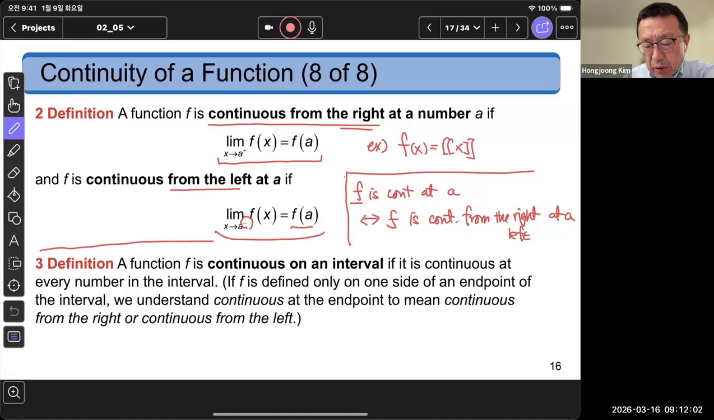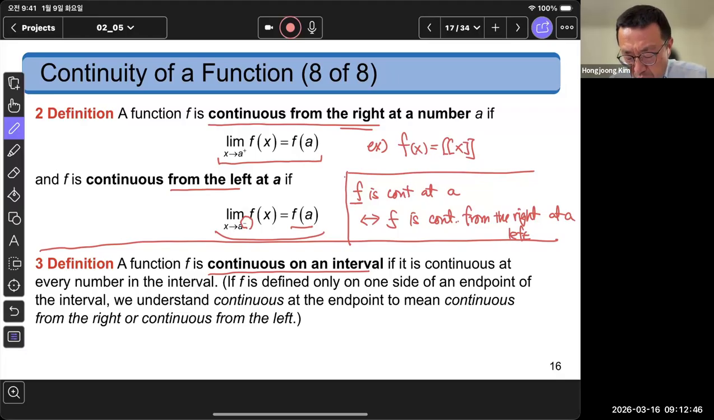So far we considered the continuity of a function at one point, or one-sided continuity at one point. Now sometimes we may consider the continuity of a function over some interval. We say a function is continuous on some interval if it is continuous at every point in the interval. And if f is defined only on one side of an endpoint of the interval, then we understand the continuity at an endpoint to imply the continuity from the right or continuity from the left.